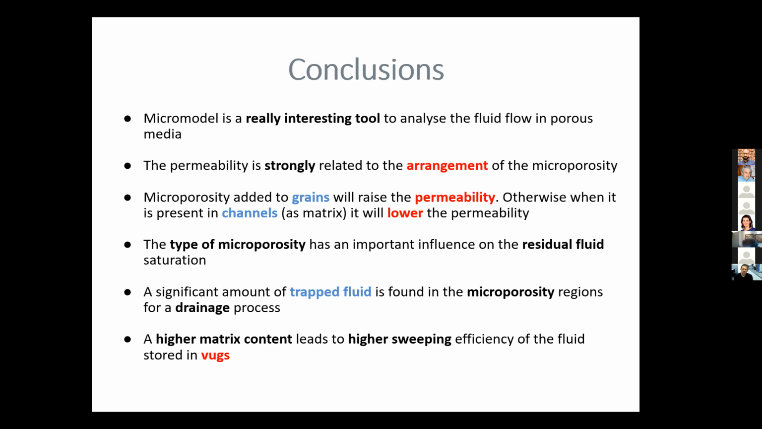The type of microporosity has an important influence on the residual fluid saturation. A significant amount of trapped fluid is found in the microporous regions for the drainage process. And a higher microporous matrix content can lead to higher sweeping efficiency of the fluid stored in vugs.